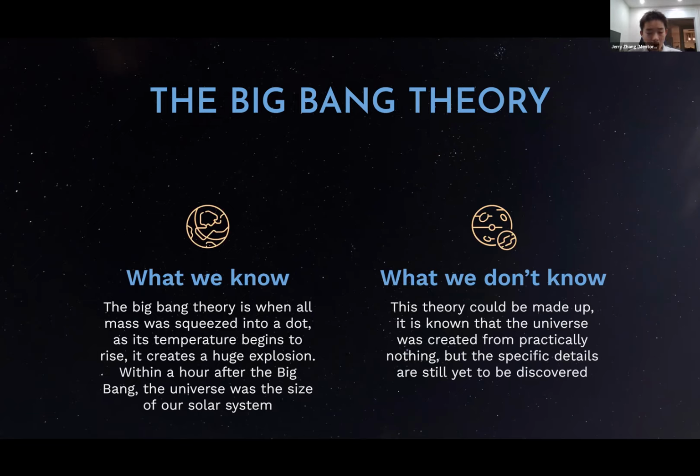And the dot expanded. Oh, sorry, this should be: within a minute after the Big Bang, the universe was the same size as our solar system. Basically there was a sort of proof of why the Big Bang was created: we discovered radiation from stars, which allows us to go back in time to see sort of what happened.